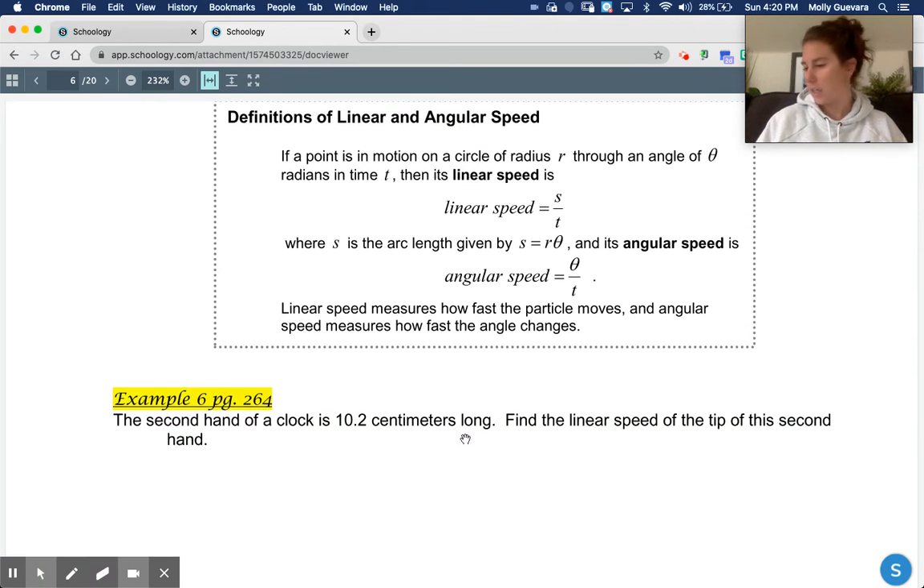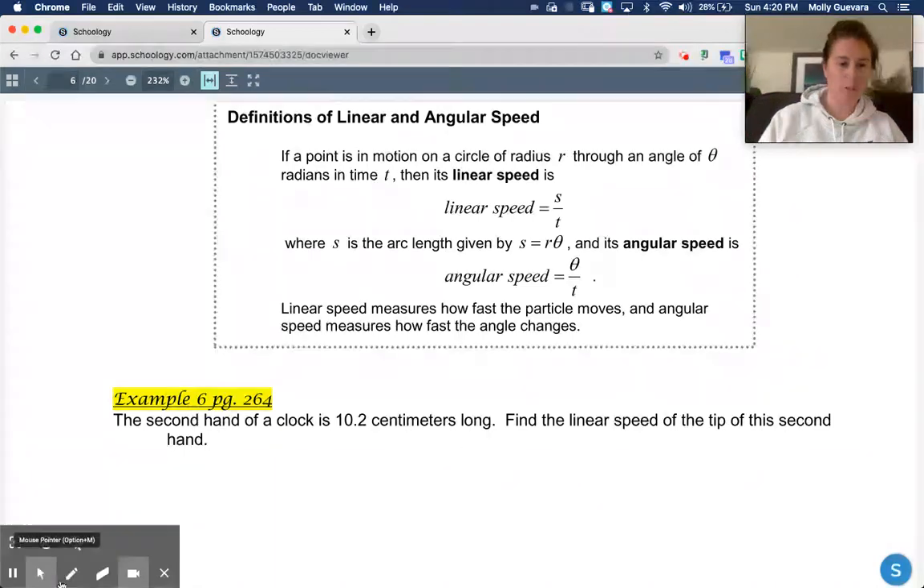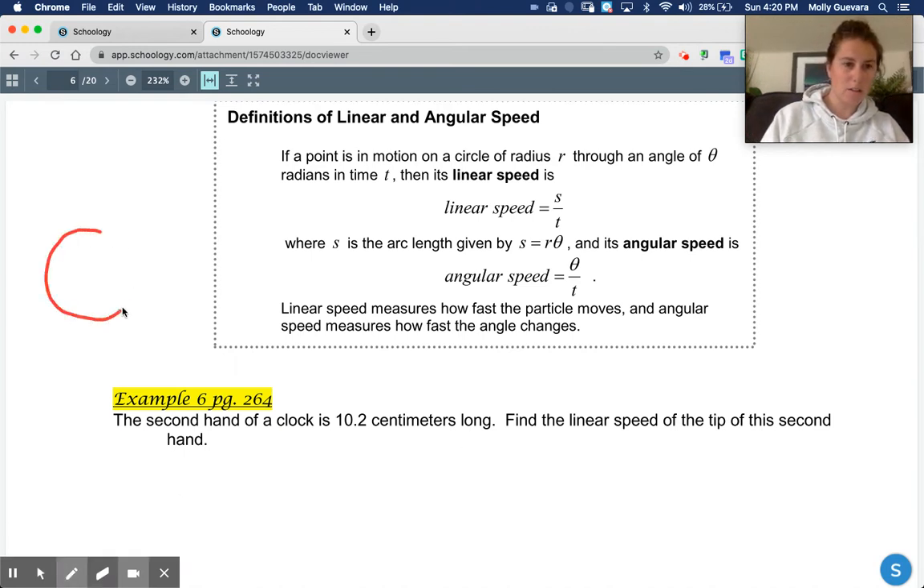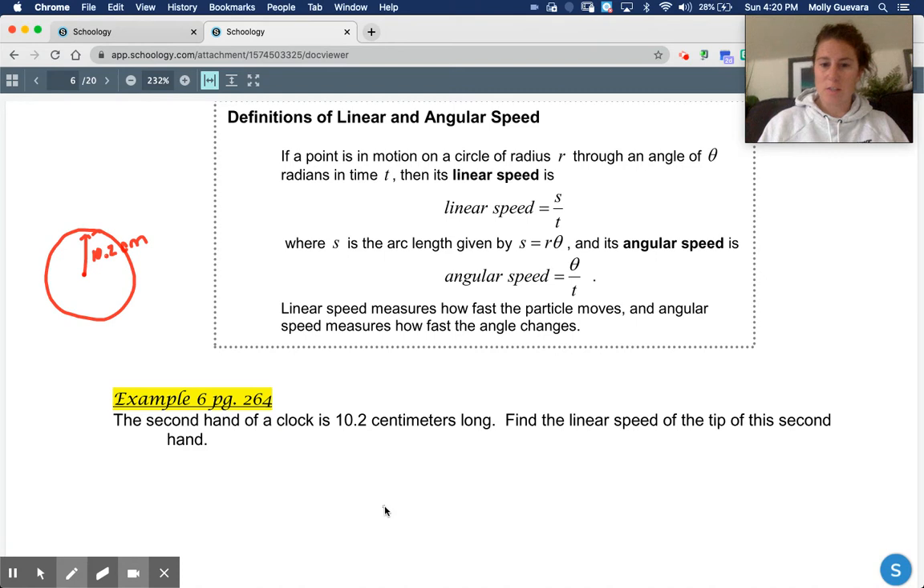So we're going to look at example 6, and then you guys will try one. And I'm going to try to draw a circle, okay? And we're looking at a second hand of a clock. So here's the second hand, and it's 10.2 centimeters, okay? So that is the radius of the clock.